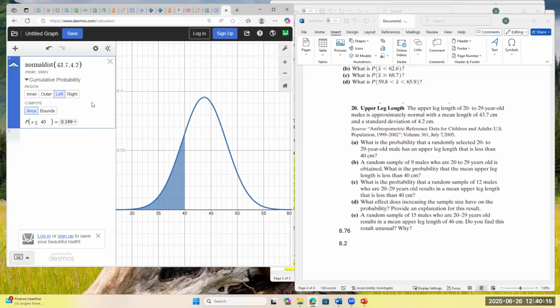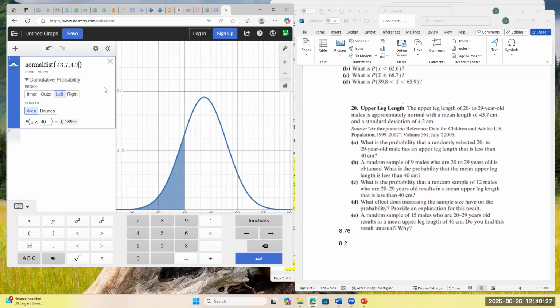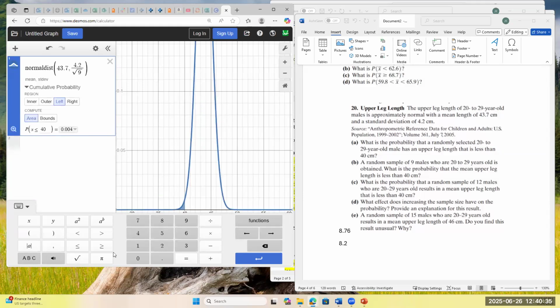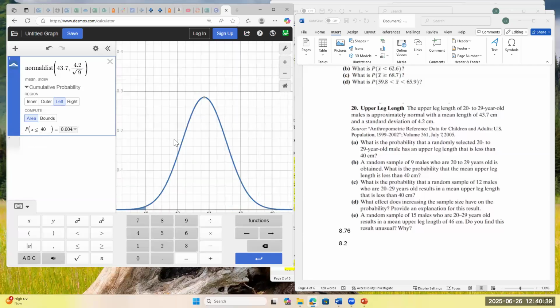Now that's going to look different than the probability that a random sample of 9 males has an average, right? So this is going to change, and now I'm going to change this by doing that division symbol or hitting the slash key, and then either hitting the square root or typing SQRT, or you might just remember that the square root of 9 is 3. You can also put that in there.